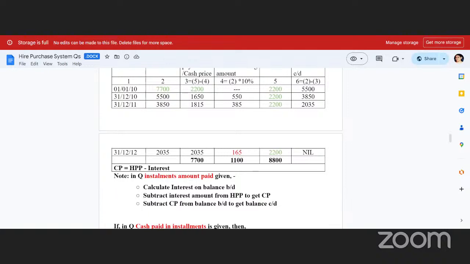Then, anything more? After 1:30 the line will be disconnected. I hope I made you all understand the basics. What is not coming?